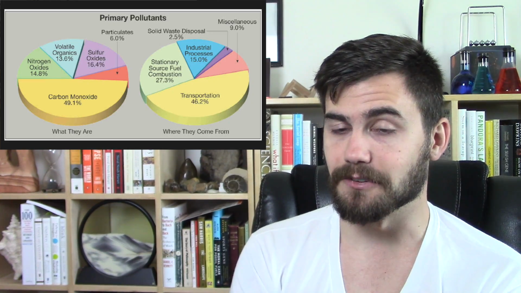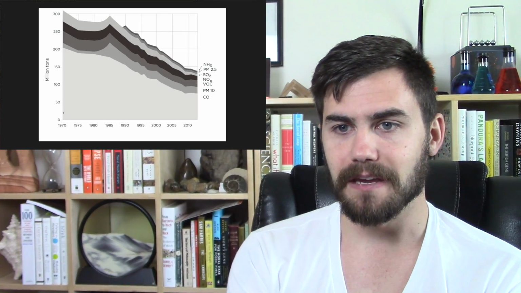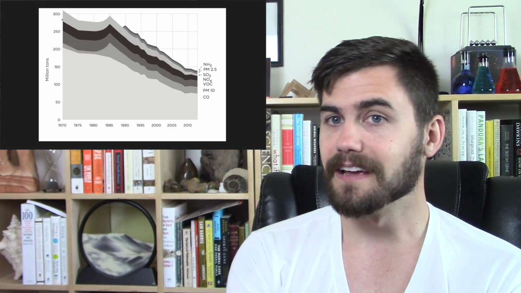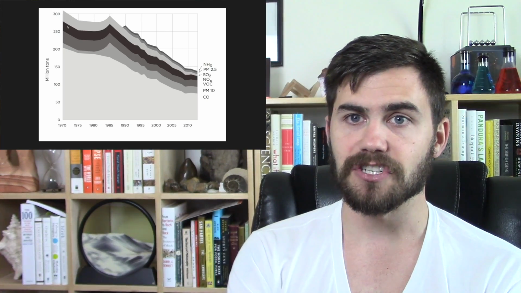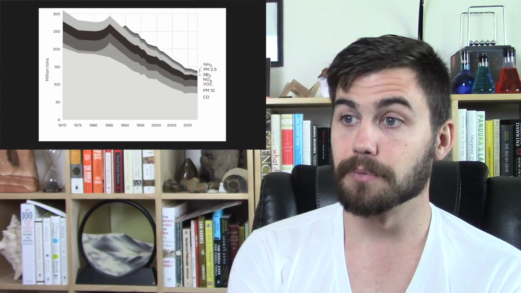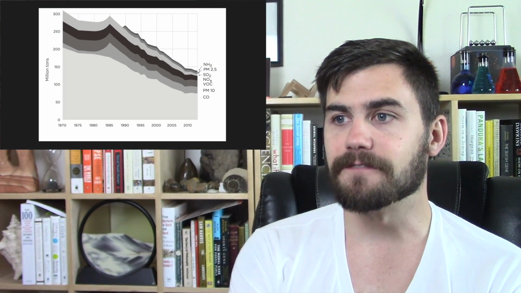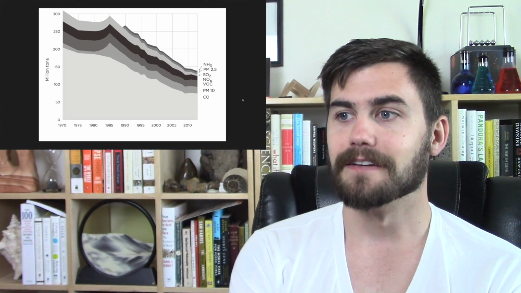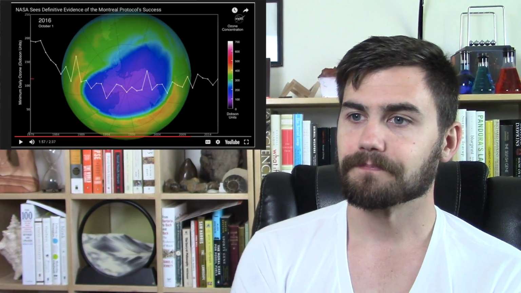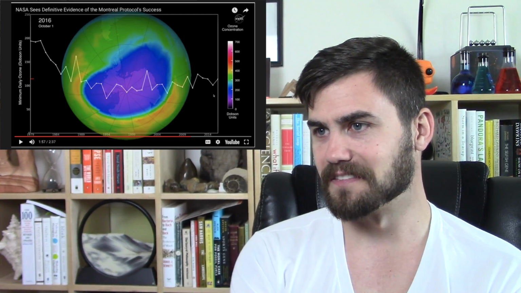It's not the factories, as a matter of fact. But again, here's the figures for 1970. Cars are more fuel efficient, factories are more efficient. So the amount of all of these pollutants, carbon monoxide and all these others, is far less than it was back then. Very, very good. And here's a visualization of the hole in the ozone layer, and it's getting smaller.